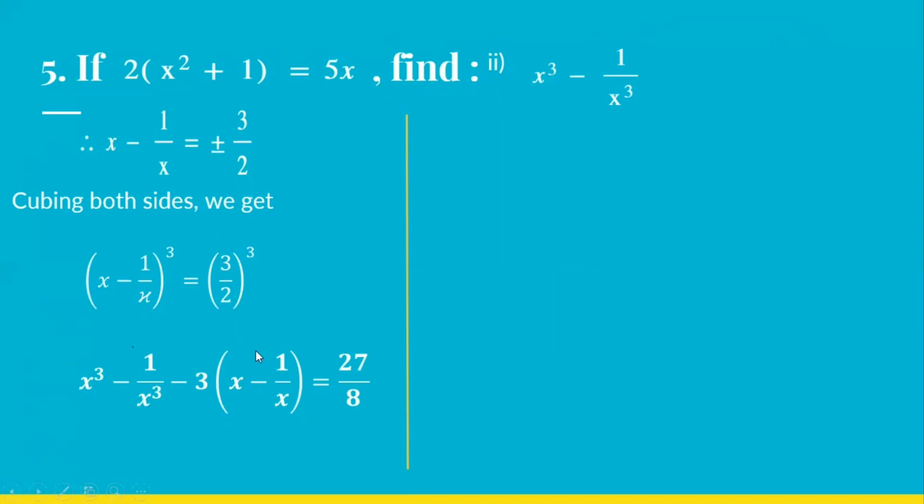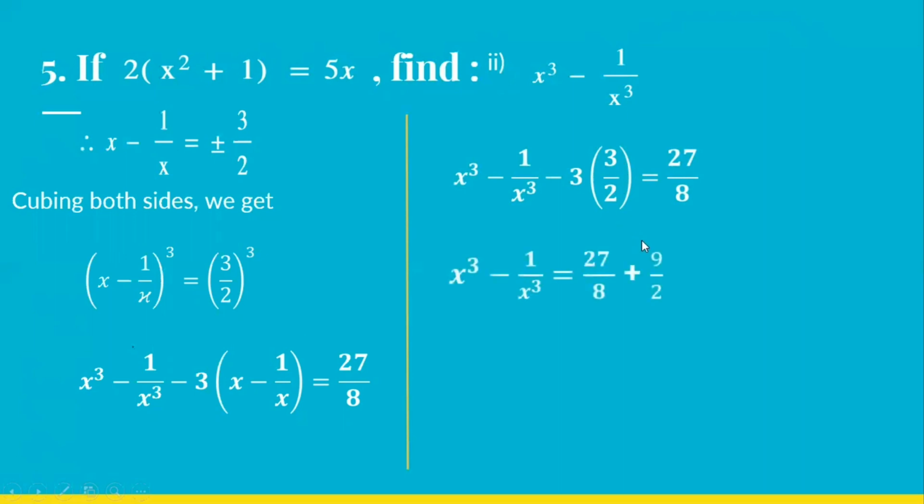Right? Now here x − 1/x, let us put the value as 3/2. So now 3 by 2, when we put the value, 3 into 3 is 9. So this becomes 9/2. 9/2 shifts over here. Minus 9/2 shifts over here, becomes plus 9/2. The LCM of 2 and 8 is 8. So I need to multiply here by 4, so here by 4 again. 9 into 4 is 36. And 36 plus 27, we get it as 63/8. So x³ − 1/x³, if I take the value of x − 1/x as positive 3/2, we are getting 63/8.